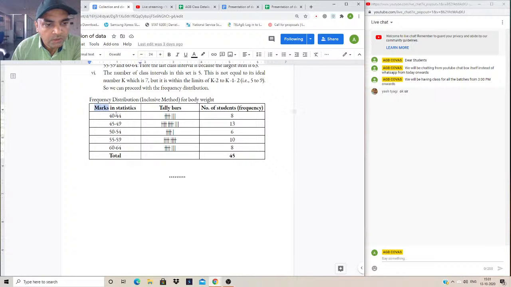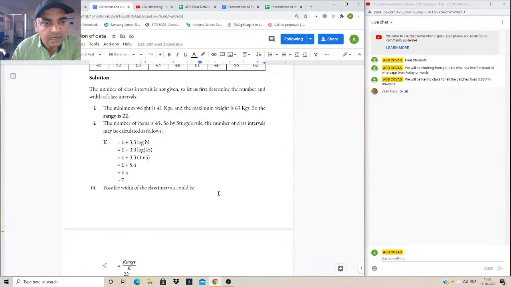If you have done this exercise at your home, you can check whether you are making the frequency table in the right way or not. For 40 to 44 we had 8 occurrences. Then 45 to 49 we had 13 occurrences. Then 50 to 54 we had 6 occurrences. Then 55 to 59 we had 10 occurrences, and from 60 to 64 we had 8 occurrences.